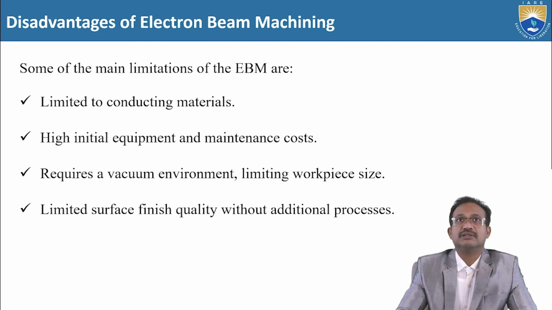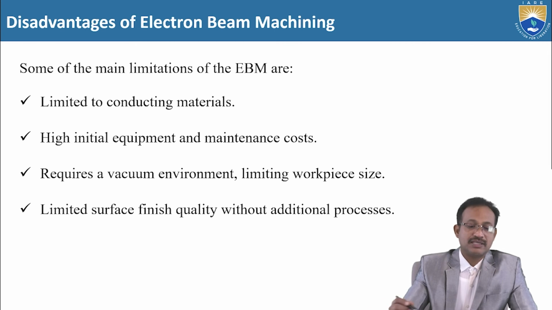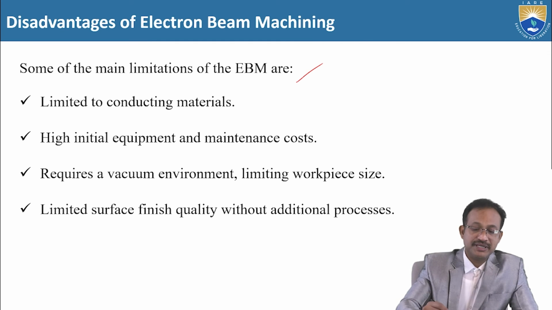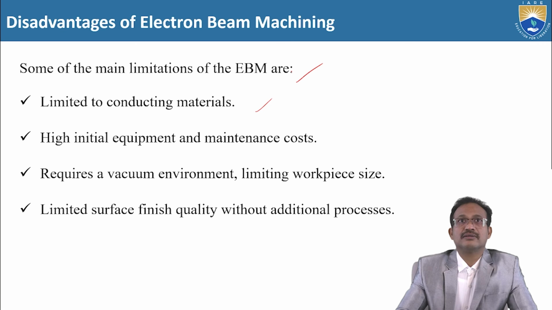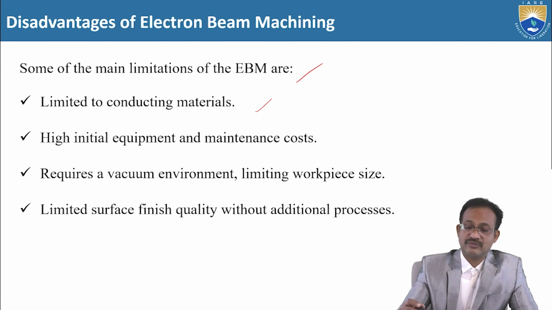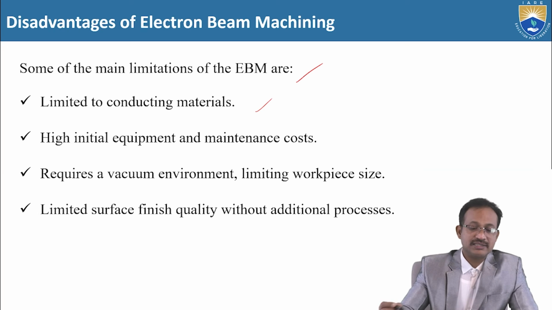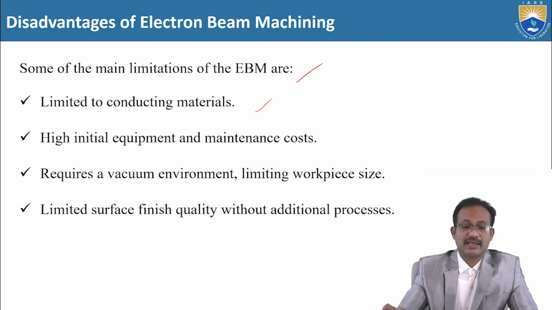Of course, there are some disadvantages too with the electron beam machining. Some of the main limitations of the electron beam machining are: limited to conducting materials. Here we cannot use all kinds of materials. We cannot use plastics. This is limited to conducting materials. Next, high initial equipment and maintenance costs.